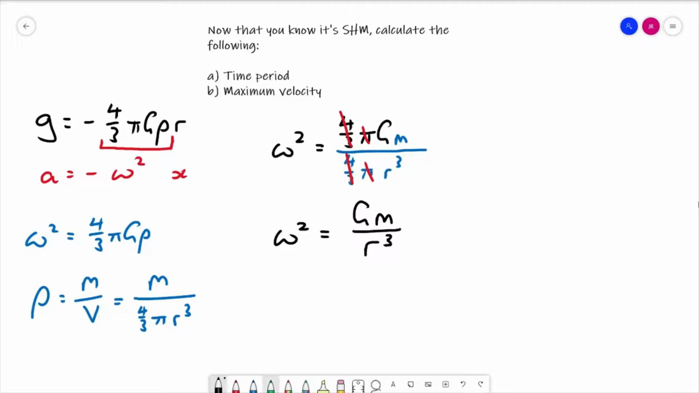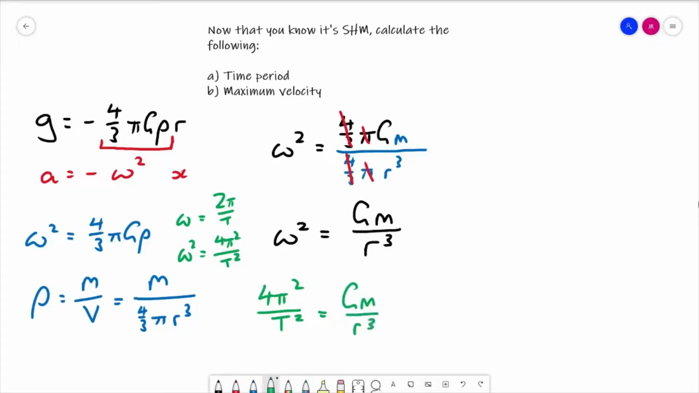To carry working that through then, we're obviously looking at the time period first, as we said, so remember that omega is 2 pi over T, and therefore omega squared is 4 pi squared over T squared. So let's substitute that one in as well. So 4 pi squared over T squared is equal to GM over r cubed.